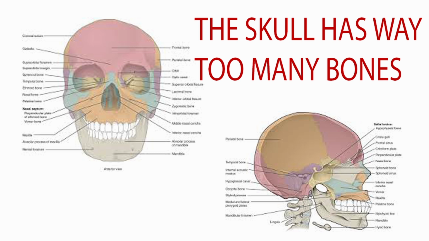So the 8 bones of the brain case are the paired parietal and temporal bones, and the unpaired frontal, occipital, sphenoid, and ethmoid bones. Each has unique features and contributes to the overall structure and protection offered by the skull. That was a dense section, so take a moment to let it sink in.